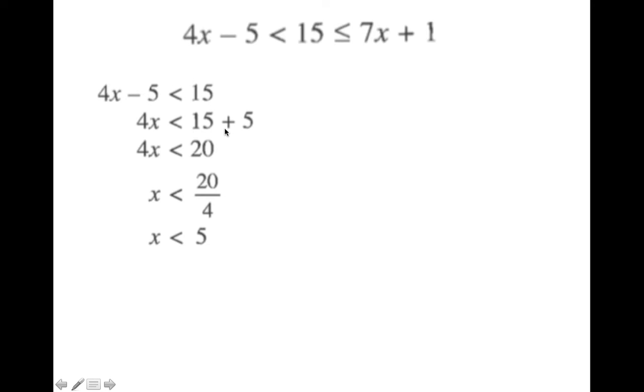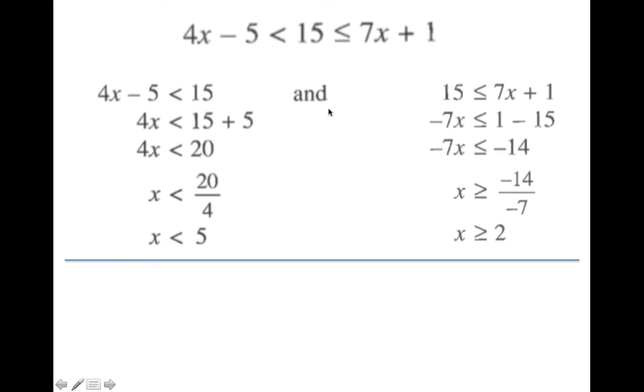So add 5, divide by 4, we have x is less than 5. Then we take the other half. So we're going to use that 15 twice. And here's the other statement. So it's the 15 and onwards here. All right, so here it is. That's how you take one inequality like that and split it into two.